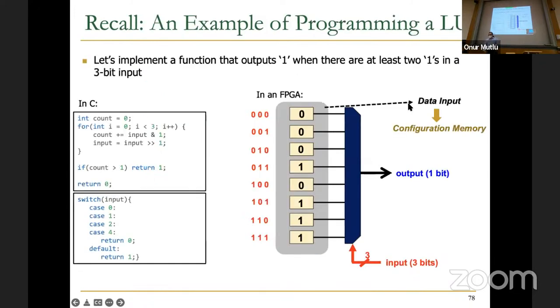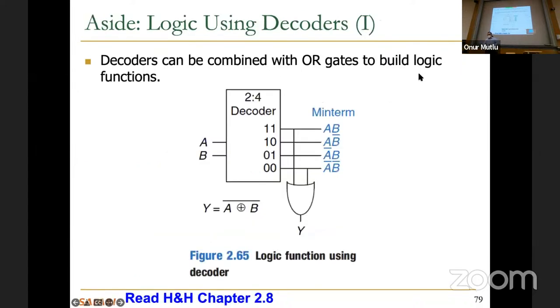Okay, and FPGAs actually use six-input, or maybe sometimes larger, lookup tables. So you can see that their lookup tables are much larger today. Similarly to this, and also fascinatingly, but not surprisingly, you can implement logic using decoders. For example, decoders can be combined with OR gates to build logic functions.